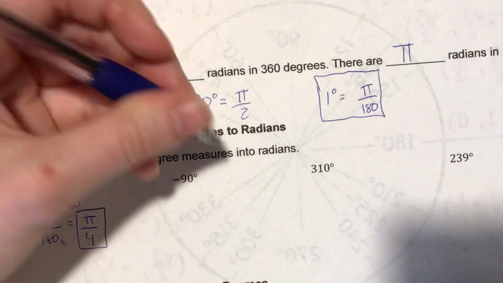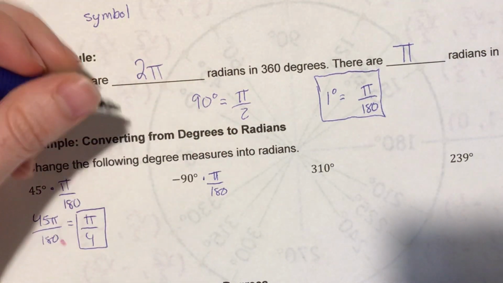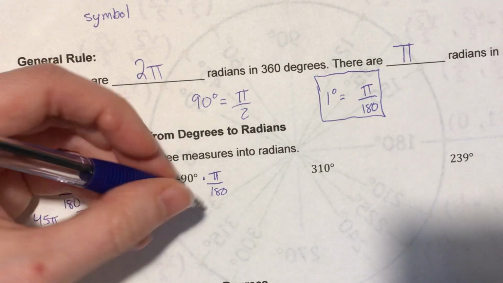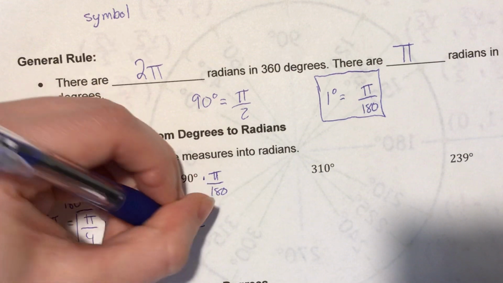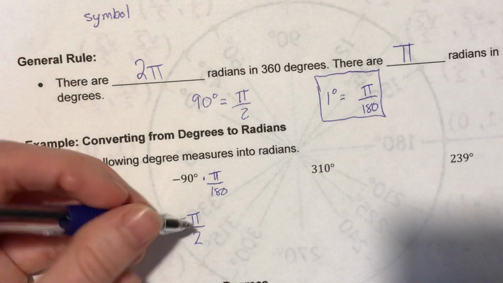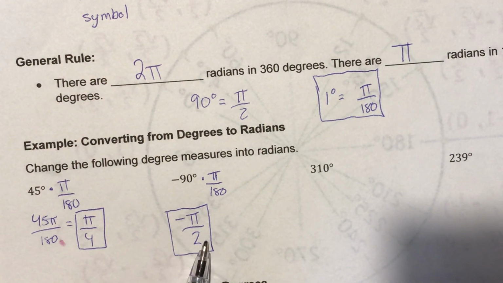All right, negative 90 degrees, same thing, multiply by pi over 180. And we get negative 90 over 180, which is the same thing as negative 1/2. So we can say negative pi over 2, or negative 1 pi over 2 radians. And again, notice I'm not putting any symbols here because our radians don't have a symbol.